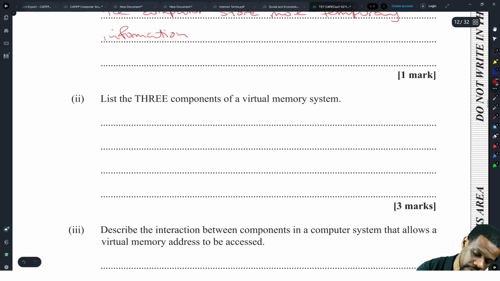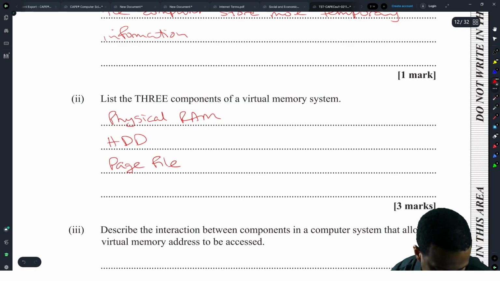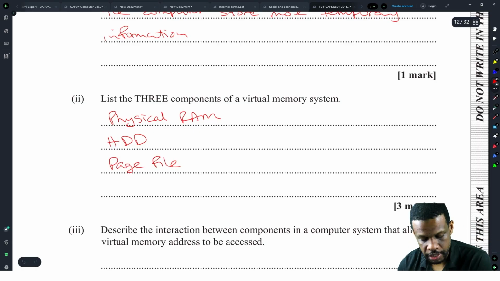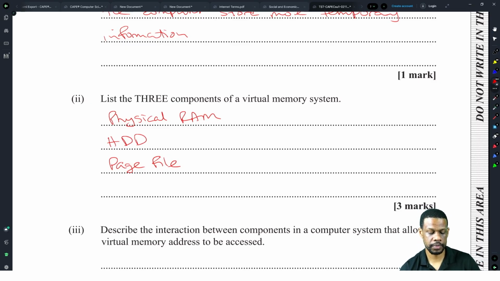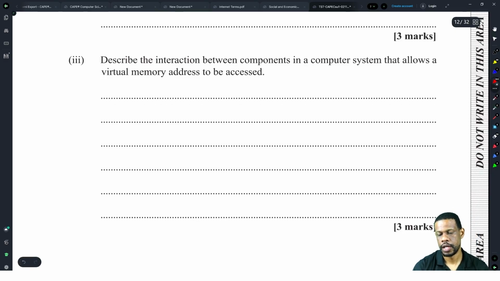The three components of the virtual memory system, well, they're wicked, eh? But the whole question wasn't marked. So you have physical RAM, you have the hard disk drive, and then you have the page file. Alright, so the page file will keep track of the locations of each one of them, and then you keep swapping them between the physical RAM and the hard drive. But again, as I said, that's Unit 2 stuff.